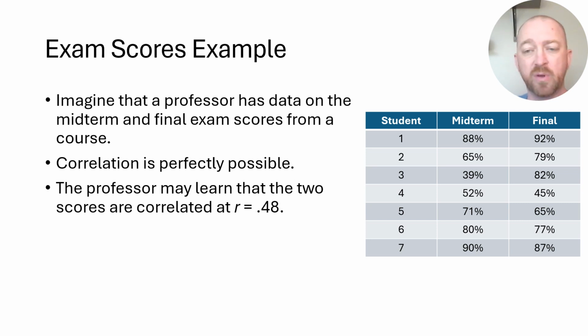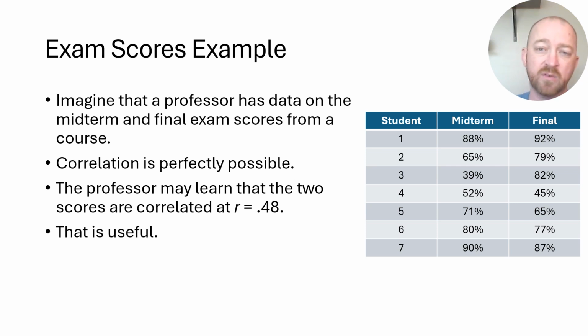So the correlation is 0.48. So that's useful, right? That's potentially very useful. I now know that they are related. I know that it's a moderate positive relationship. So if you did relatively well on the midterm, you can expect to also do relatively well on the final. They're positively correlated. Now it's moderate, meaning that it didn't work for everybody. Not everybody who did well on the midterm did well on the final, or vice versa, right?